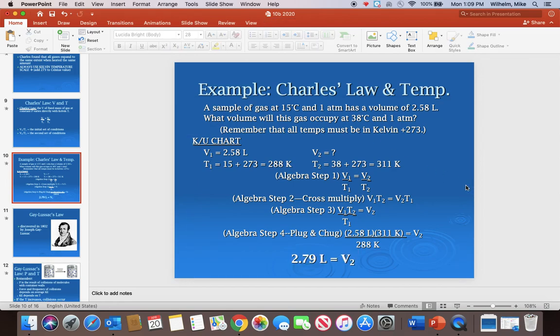Does this make sense? You need to ask yourself every time you do a problem like this, is this legit? Charles' law is a direct relationship. If temperature goes up, volume has to go up. So temperature went up, my answer should be a number higher than 2.58 liters, and it is. So my math is good. I've done it well. My final answer makes sense. 2.79 liters is an increase over 2.58 liters.